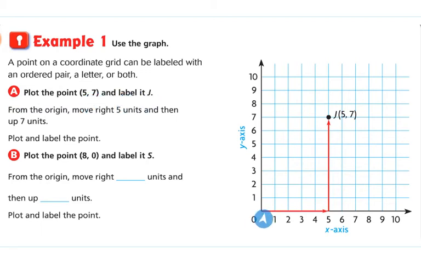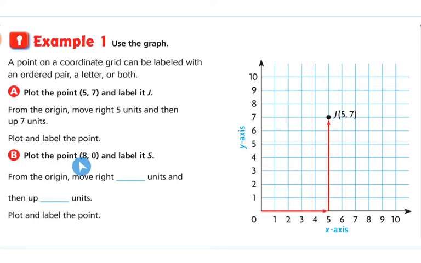So we start at the origin, which is 0, 0. We count over 5, 1, 2, 3, 4, 5, because that's the x-coordinate, which always goes first. And then we go up 7 units, which is the y-coordinate. 1, 2, 3, 4, 5, 6, 7. So we plot that point, we label it J, and in parentheses we put the coordinates, 5, 7. Now it says plot and label the point.